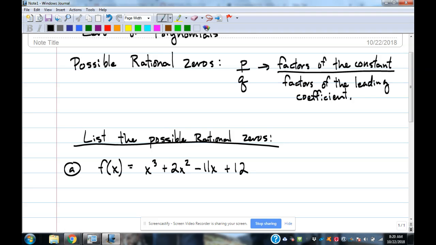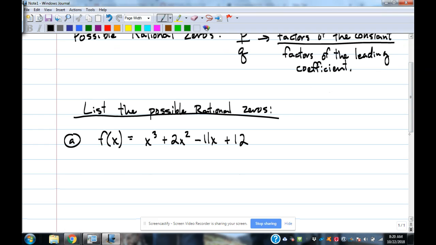Is there a GCF to this problem? No, obviously not, because you have a 1 in front of x cubed. So your leading coefficient, this is your Q, and this is P. All right, so when we make that list, we're going to list the factors of 12, and we put a plus or minus in front of all of them. I'm just going to put one plus or minus in the front, and I want you to understand that it goes to every piece that I put after it.